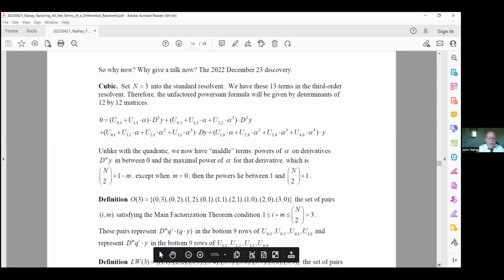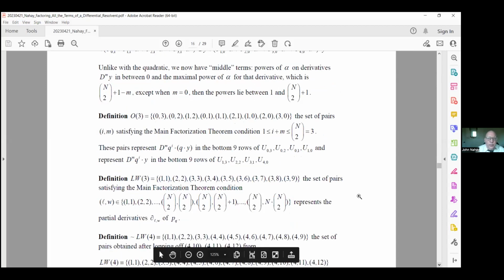So we define O sub O parentheses 3 to be the set of pairs that satisfy the main factorization theorem that I showed earlier. I plus m goes from 1 up through n choose 2, which is 3. These pairs represent dmq to the I applied to qy in the bottom 9 rows of U0, 3, 0, 2, 0, 1, and 1, 0. And they represent dmqi applied to y in the bottom 9 rows of U13, U22, U31, U40.